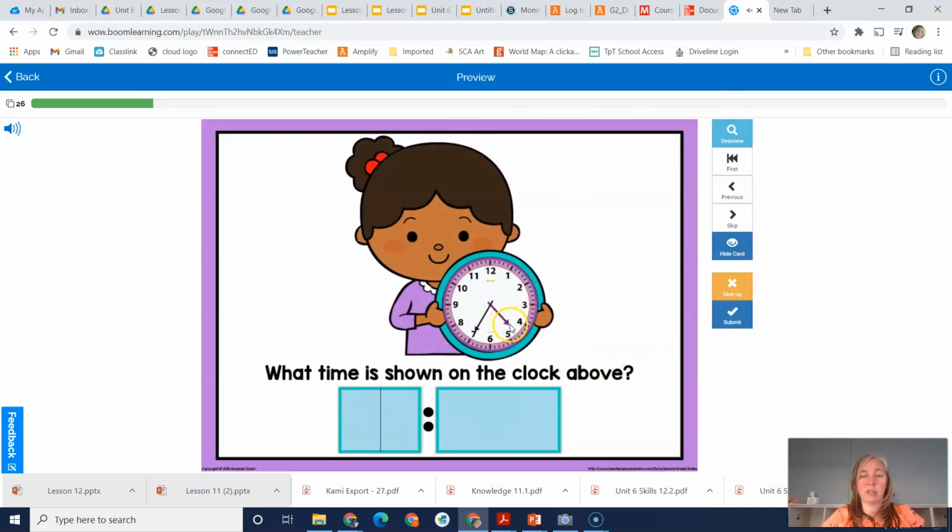What time is shown on the clock? My hour hand is between the 4 and the 5. It's not quite 5 yet, so it's 4. And my minute hand, 5, 10, 15, 20, 25, 30, 35. Whoops, I've got to click over in the minutes.